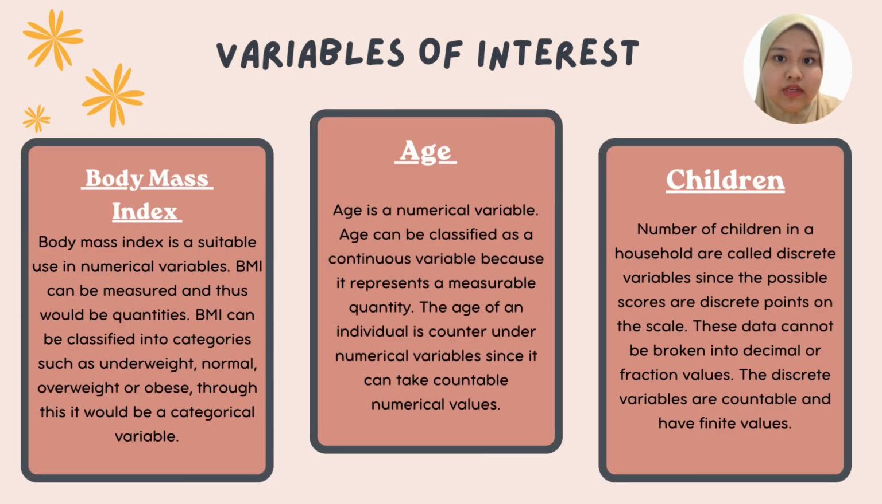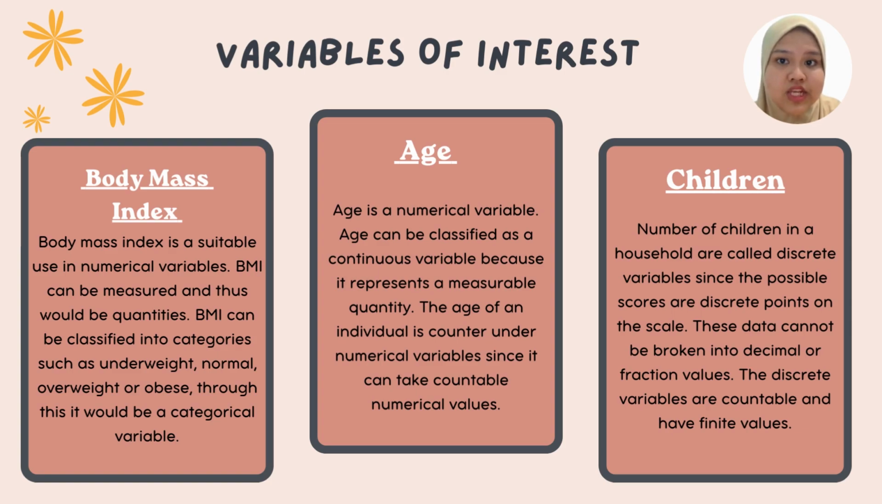Furthermore, the three variables of interest we use for numerical variable are body mass index (BMI), age of the insured, and number of children. BMI is suitable to use as a numerical variable. BMI can be measured and thus would be quantitative. BMI can be classified into categories such as underweight, normal, overweight, or obese. True, this would be a categorical variable.